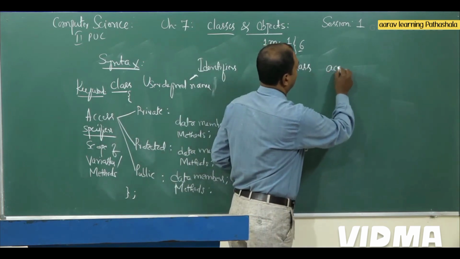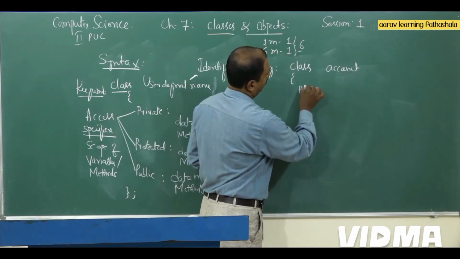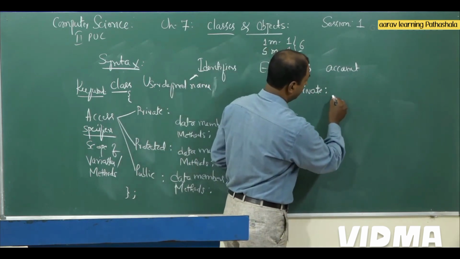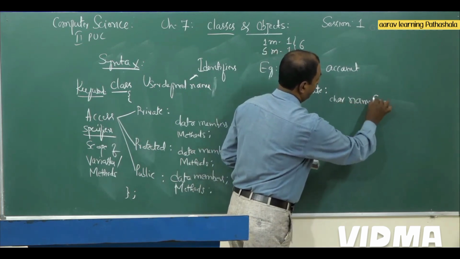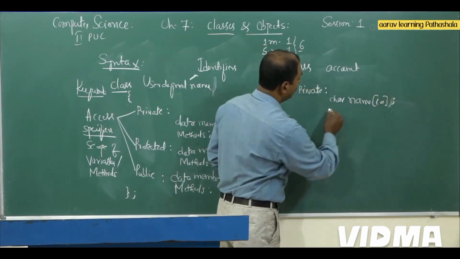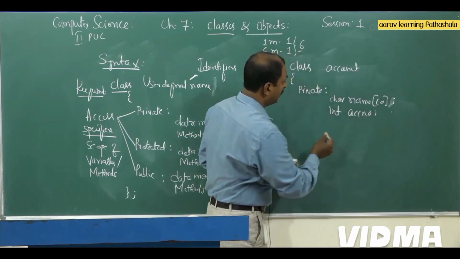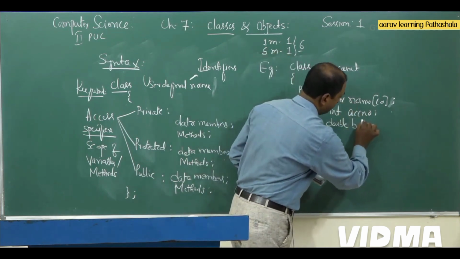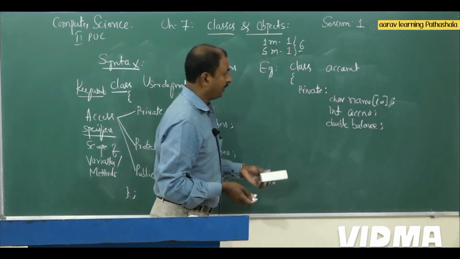Class account, and here the private access specifier with variables: character name, this is the name of an account holder, and integer account number, one more variable, and double balance. Double balance is one more variable here.